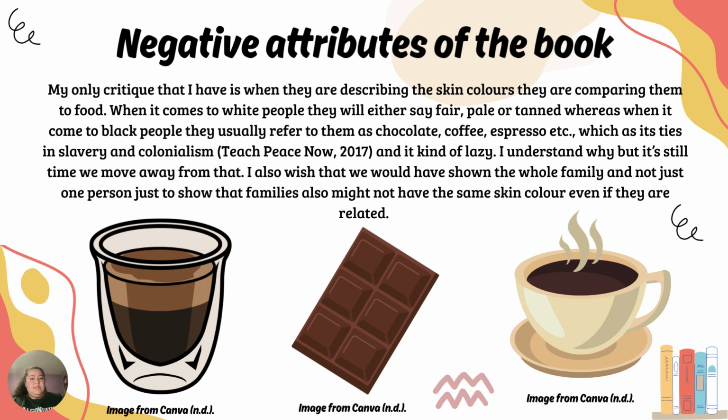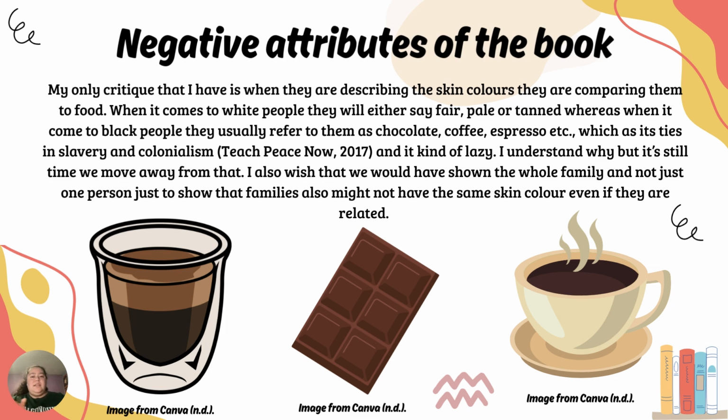Some of the negativity that I do have about this book is that my only critique really is that when they're comparing the darker skin colors, they do compare them to food. When it comes to white people, they'll say either like fair, pale, tan. But when it comes to black people, usually authors will refer to them as like chocolate, coffee, espresso kind of color. And that has its ties when it comes to slavery and, sorry, colonialism.